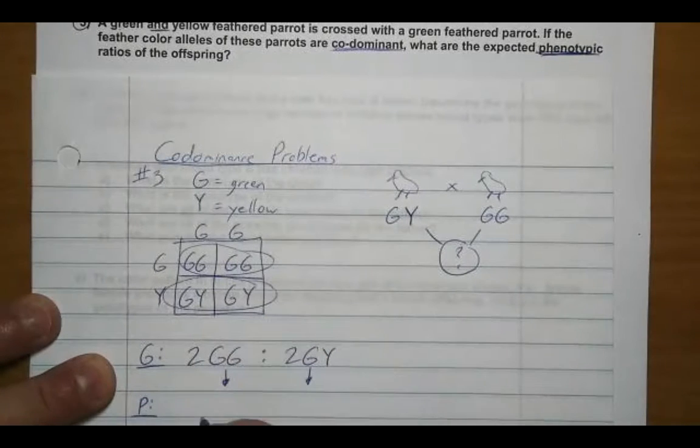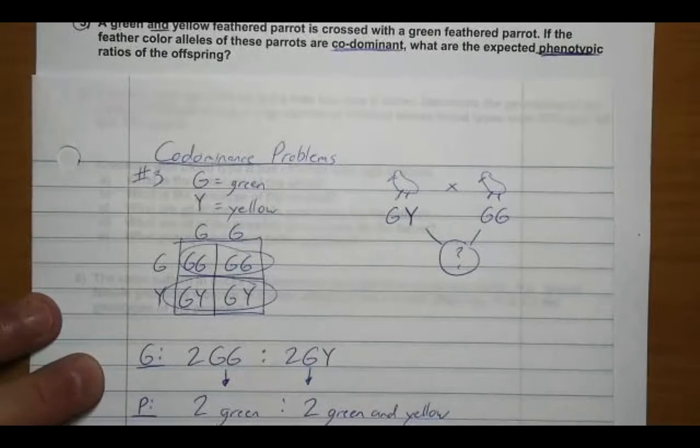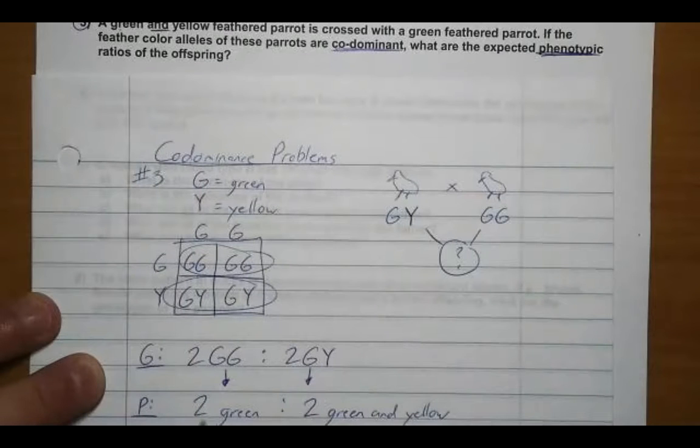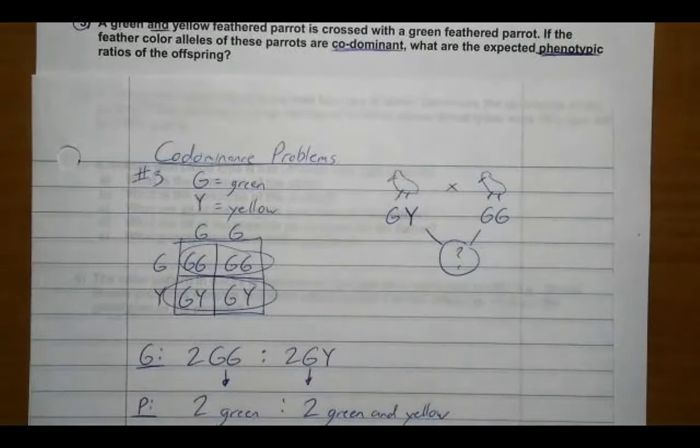So that then tells me the phenotypes. If you're G and G, you're going to be green. And if you're G and Y, you're going to be green and yellow. So maybe yellow wings, green body, or maybe you got stripes, maybe you got dots on you. Who knows? It's green and yellow. So go back to answer the question. That's step 5. What are the expected phenotypic ratios? It's a 2-to-2 ratio, or 50% chance of being green, 50% chance of being green and yellow, because 2 out of 4 is 50%. There you go. That's the answer number 3.